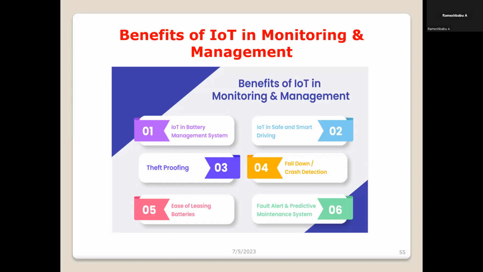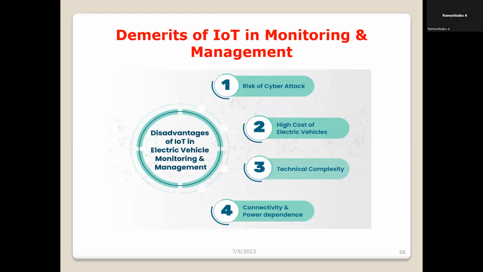So these are the benefits of IoT in monitoring and management in vehicles. Next, there are some disadvantages also. The first one is the risk of cyber attack. Because we are completely using this through the internet, the high amount of data sent over a network makes it more vulnerable to cyber attacks and data theft. The hackers may access the system, steal the person's information and misuse it. So that risk is there.